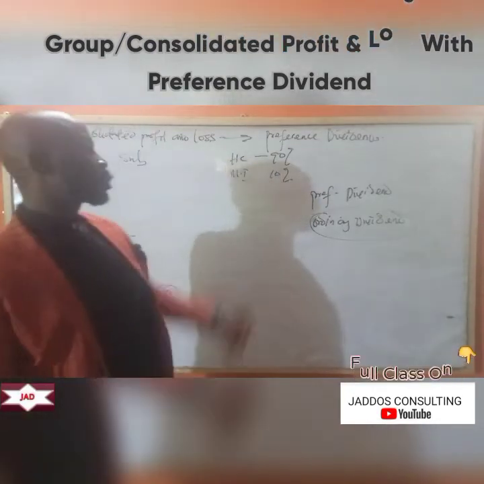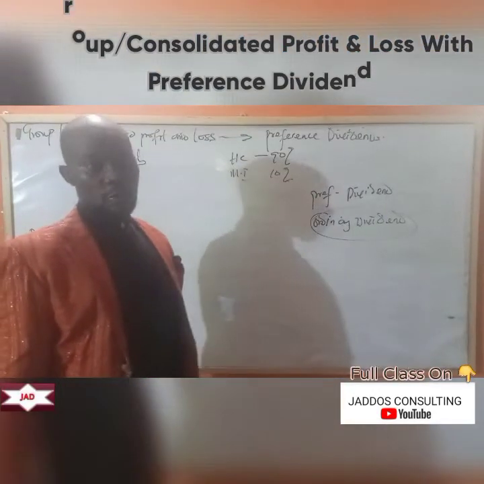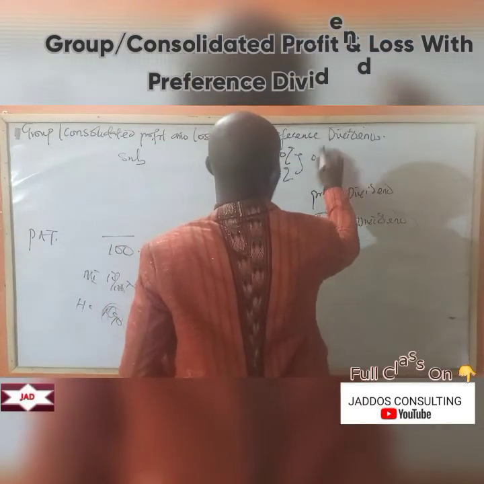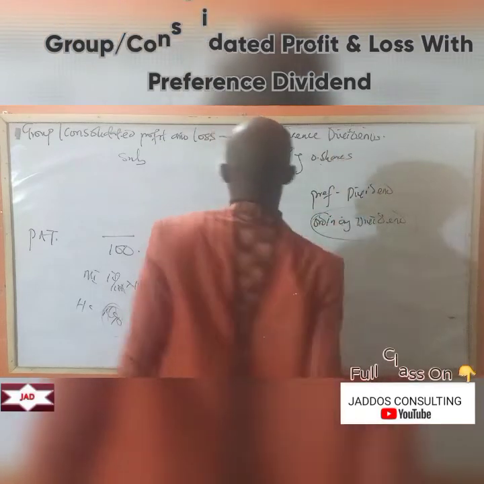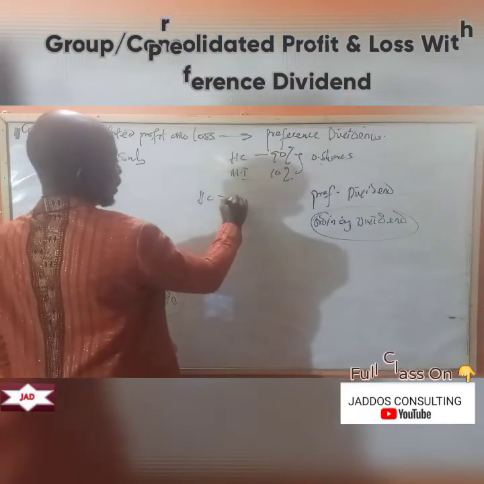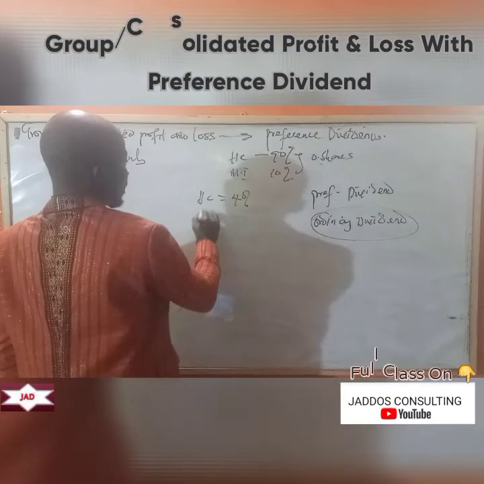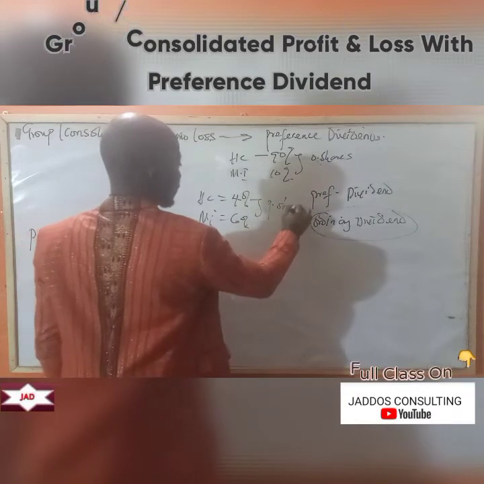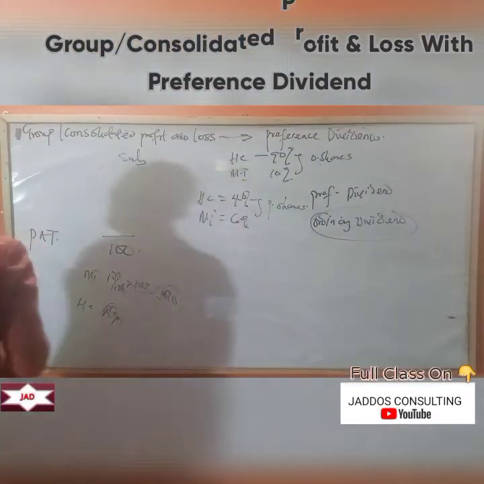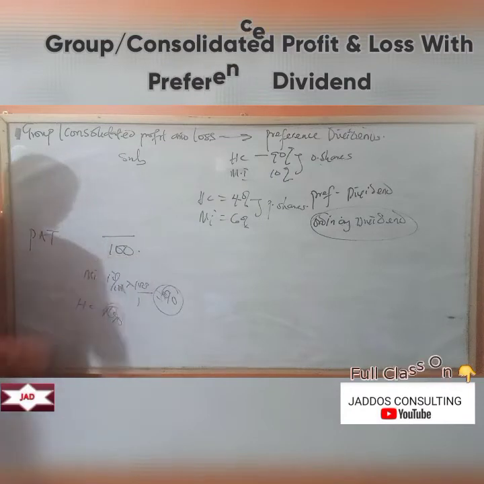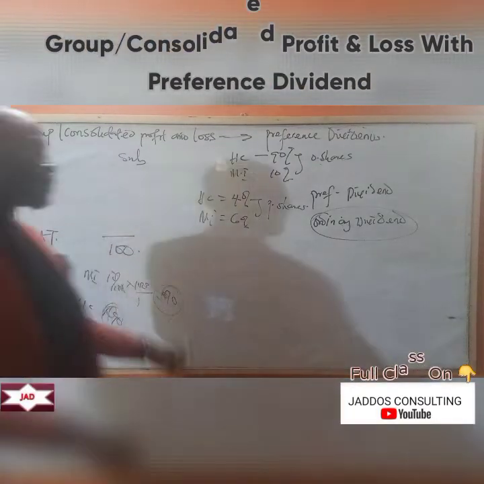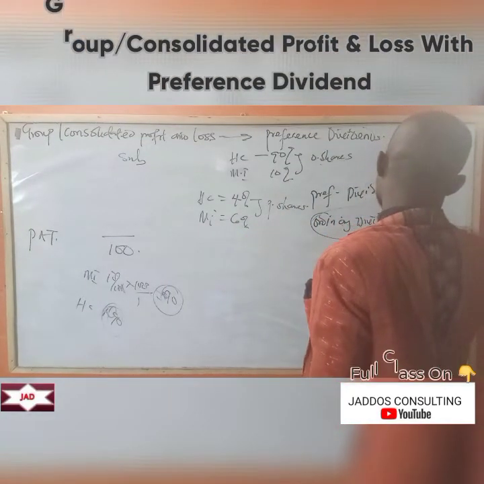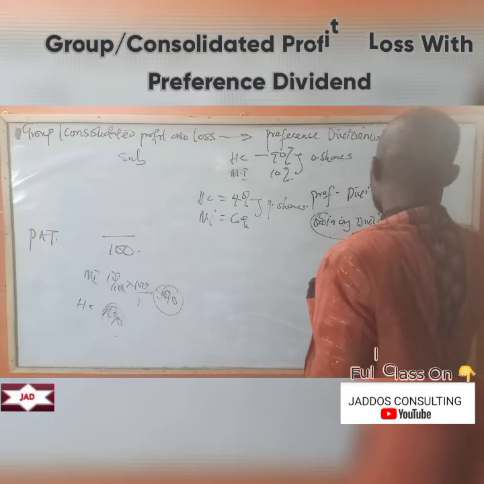But what happens if we have both preference dividend and ordinary dividend? Let's say this is the ordinary share structure: holding company 40%, then minority interest 60%. Let's say this is preference shares. And we still have profit after tax of 100. If, for instance, preference dividend declared is 20 naira, ordinary dividend declared is, let's say, 30 naira.